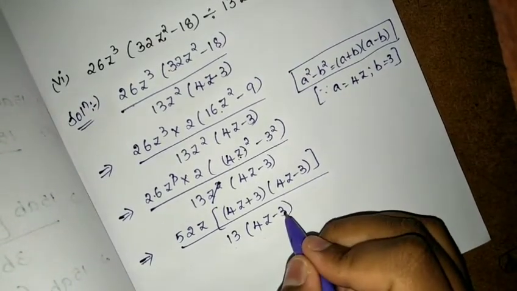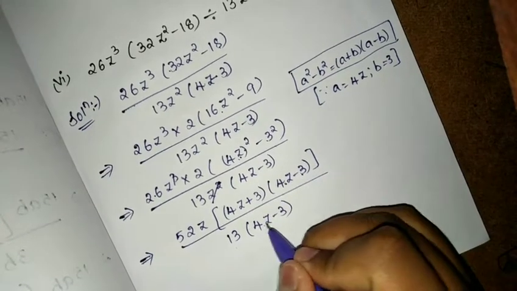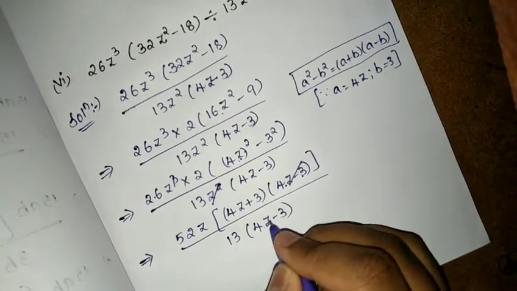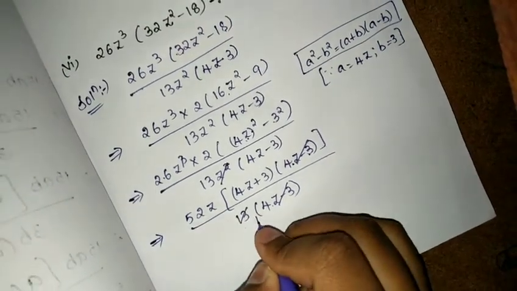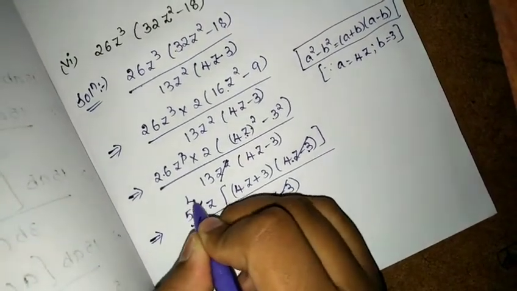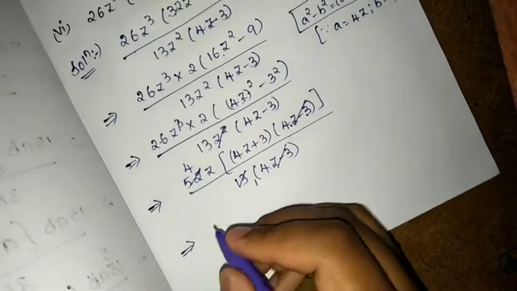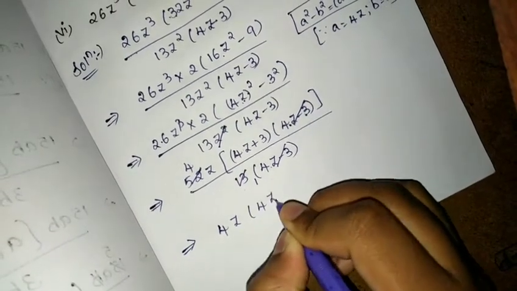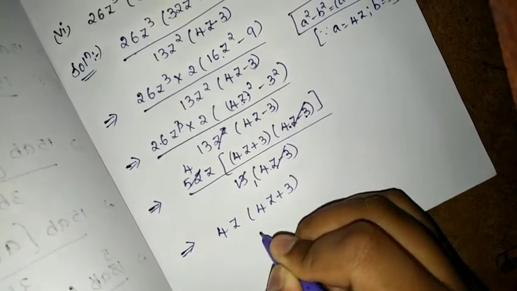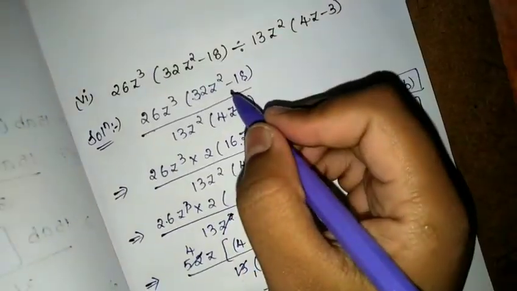In numerator and denominator we have 4z minus 3. So we can cancel 4z minus 3 in both numerator and denominator. Here 13 1s are 13, 4s are 52. So the remaining one is 4z into 4z plus 3. So this is our final solution for problem number 6.